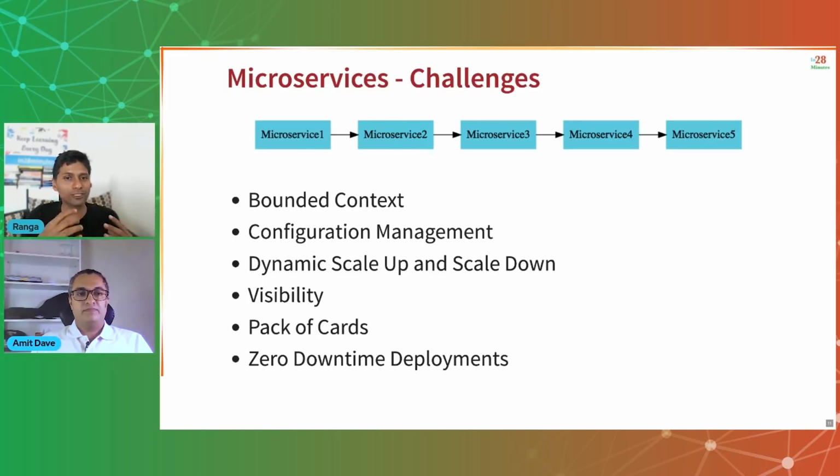And also, as we add more and more microservices into the picture, if there's a problem, you need to find out where the problem is. It's not so easy, right? If there's a problem, you have to figure out whether the problem is with microservice 1, 2, or 3, right? You don't know, and that's where you need to actually bring a lot of visibility into the picture, right?